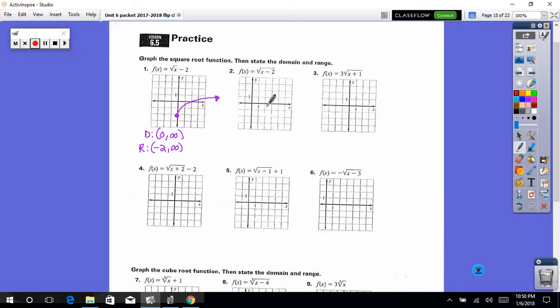Okay, plus 2 actually moves us right 2, and that is all that's happening on that one. So only our domain was changed. Instead of 0 to infinity, we're now 2 to infinity. And our range is staying a normal square root range of 0 to infinity.